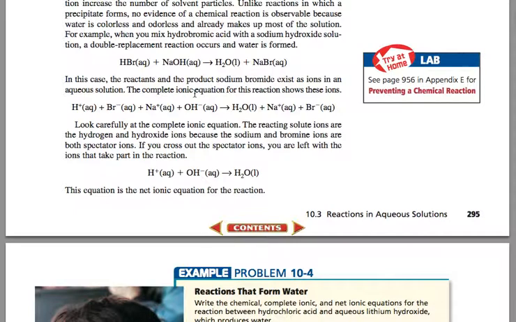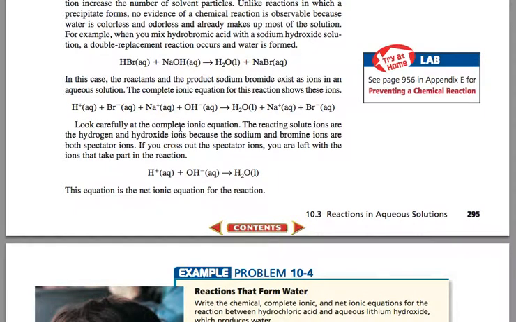So the complete ionic equation is going to include those spectator ions because it's a complete ionic equation. The complete ionic equation for this reaction shows these ions. Okay, what are they? Hydrogen ion, bromine ion, sodium ion, hydroxide ion. They react to produce water and sodium and bromine. Now, which ones are we going to cross off? Whatever did not react, we're going to take those out of the net ionic equation, okay? Those are called spectator ions. They don't react, they just sit there and watch everybody else do the work, right?